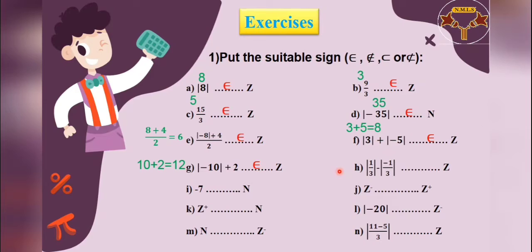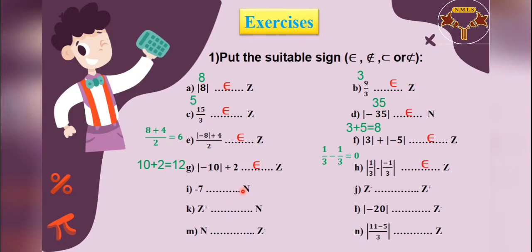And number H, 1 over 3 minus negative 1 over 3. Here, absolute value of 1 over 3 minus absolute value of negative 1 over 3. Absolute value of 1 over 3 is 1 over 3, minus the absolute value of negative 1 over 3, equals 1 over 3. So 1 over 3 minus 1 over 3 equals 0. A number minus itself equals 0. And 0 belongs to Z.